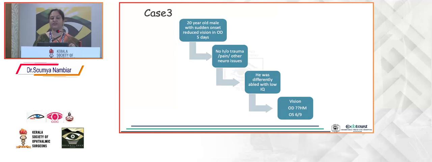Now, this is case 3 of a 20-year-old male. So this guy comes to the general ophthalmology OPD, and he's a differently abled child with a low IQ. You cannot rely upon his history completely. But he did give a history of sudden reduced vision in the right eye. No history of trauma or pain or anything of that sort. And vision recorded in the right eye in general ophthalmology was hand movements, and left eye it is 6/9. Okay, they referred probably because he was not very cooperative. So whether the vision is reliable, we do not know.